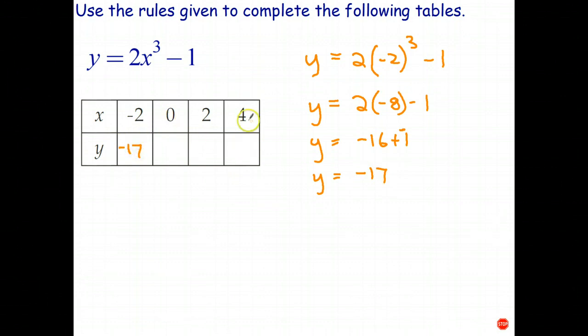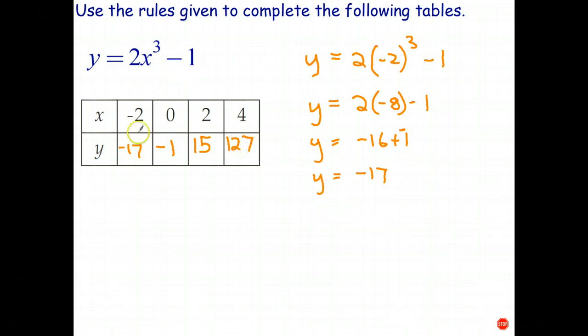Now the other three, the numbers I think are easy enough. We can just do it mentally. We don't need to do the setting out. So 0 to the power of 3, 0 times 0 times 0 is 0, 0 times 2 is 0, and 0 subtract 1 is negative 1. 2 times 2 times 2: 2 times 2 is 4, times 2 is 8, times this 2 is 16. 16 minus 1 is 15. And the last number, when x is 4, 4 to the power of 3. 4 times 4 is 16. 16 times 4 is 64. Times 2 is 128. Minus 1 is 127.